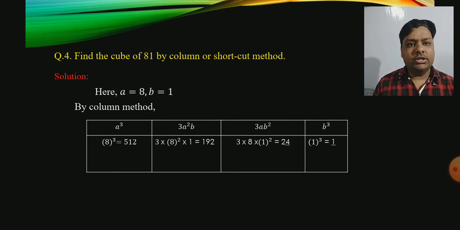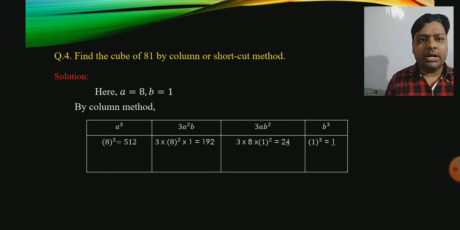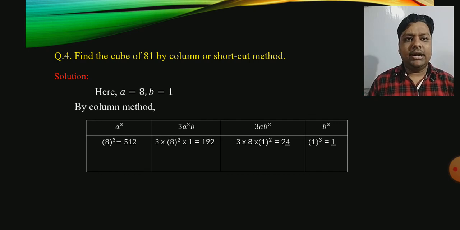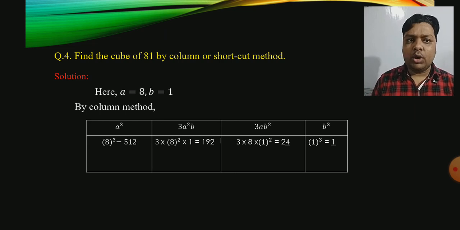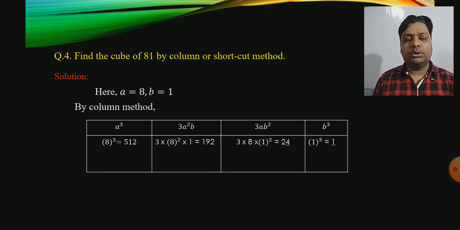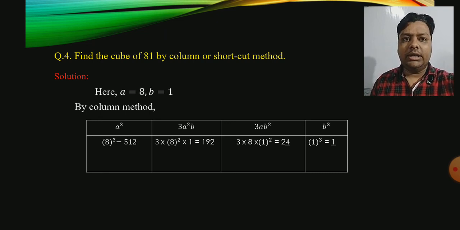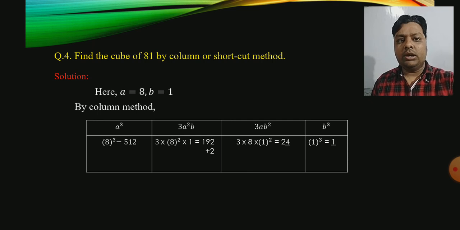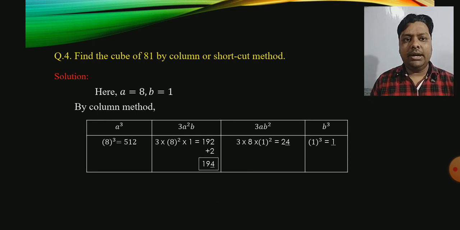So again we will start with the last column. Here you can see there is only one digit, so we will underline that digit, 1 only. And there is no rest digit, so we will not take anything to 3ab square. So in 3ab square, here you can see 24, and we will underline the unit digit of 24. Here 2 is the tens digit, so we will take the value 2 to 3a square b and add it with 192. So we will get what? 194. And then we will underline the unit digit of 194, it means 4, and the rest digit is 19.